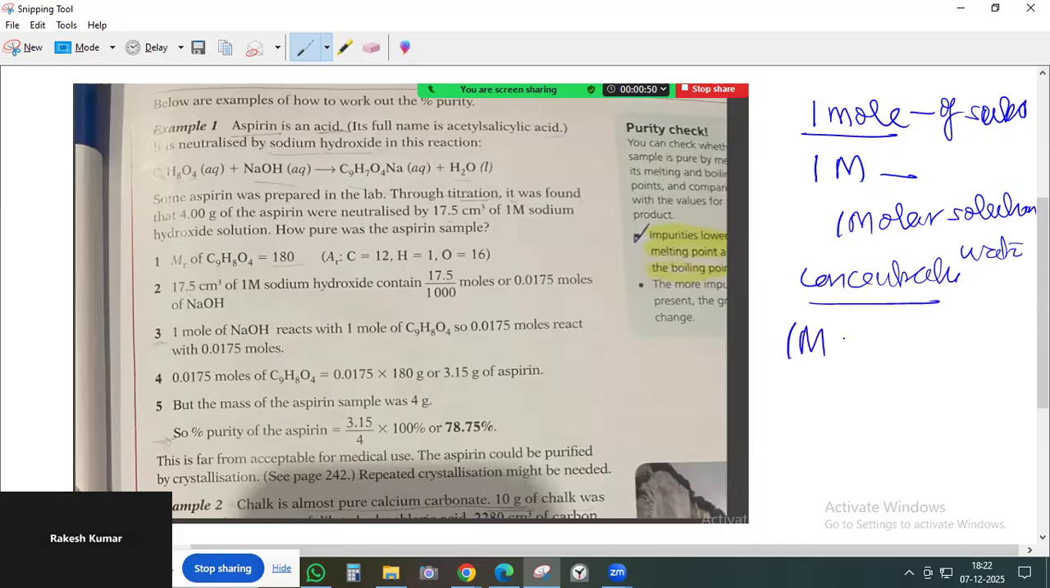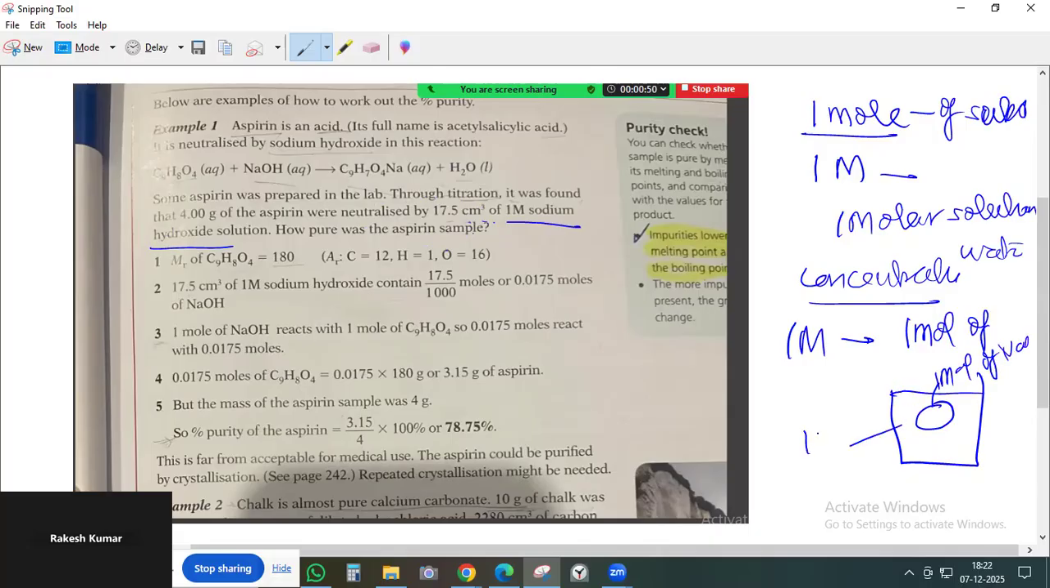And 1 mole means 1 mole of, he says, is it of hydroxide? Hydroxide. So that means then you visualize in your mind immediately 1 mole of NaOH in 1 liter of solution. So actually this means 1 mole per dm cube.